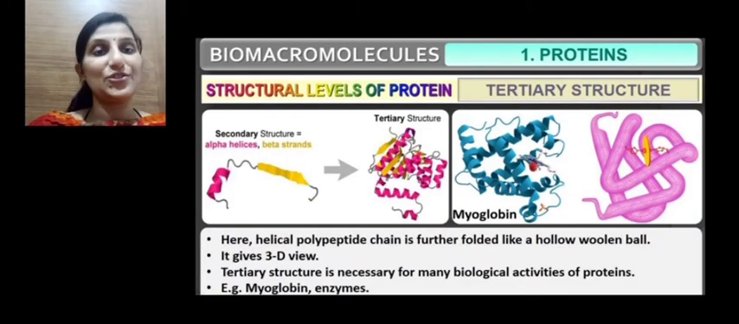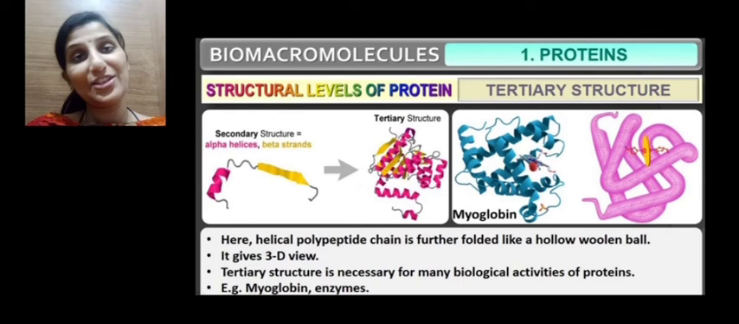Third is the tertiary structure. Here the helical polypeptide chain is much more folded, to form a hollow woolen ball, and it gives a 3D structure to the proteins. Tertiary structure is necessary for many biological activities of proteins. For example, myoglobin and enzymes. All these proteins have a tertiary structure.